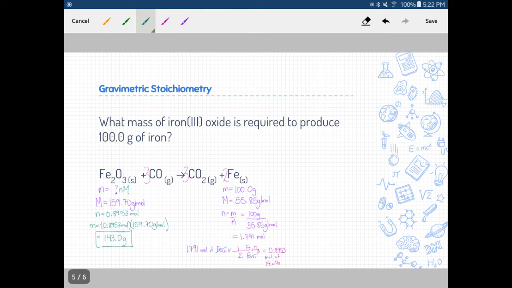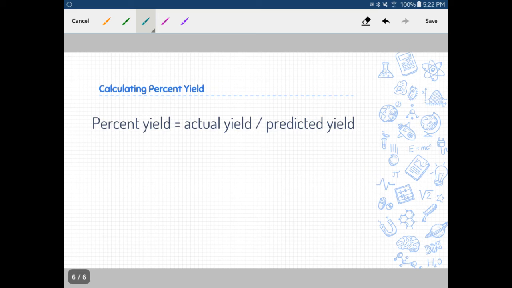So that is, let's see, oh, not quite. We're just about done for this lesson. So your percent yield is another calculation that we can do for gravimetric stoichiometry, or any stoichiometry for that matter. Essentially, percent yield is our actual yield over a predicted yield, and this is times 100. Sometimes we call our predicted yield our theoretical yield, based on what sort of calculations we did, and we multiply this by 100%.